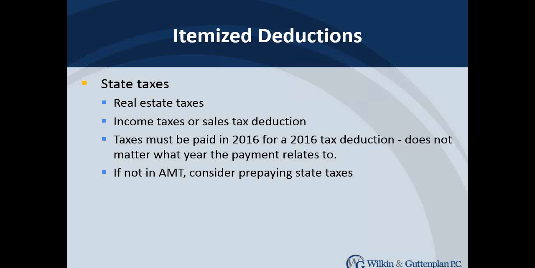One thing to note with state income taxes is that as far as the federal deduction goes, we're strictly on a cash basis. So the taxes must be paid in 2016 in order to get a 2016 deduction. Many of you may be looking at this time of year and know you have a fourth quarter estimate coming due. That estimate is not due until January 15th of 2017. If you don't make that payment until 2017, then it won't be deducted until 2017.